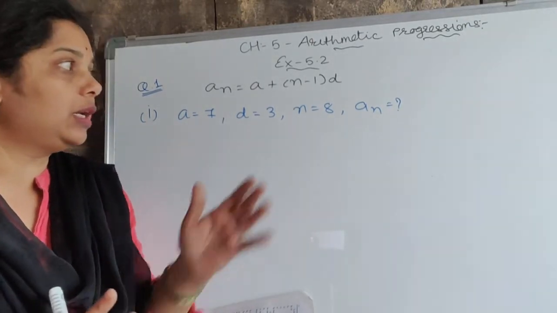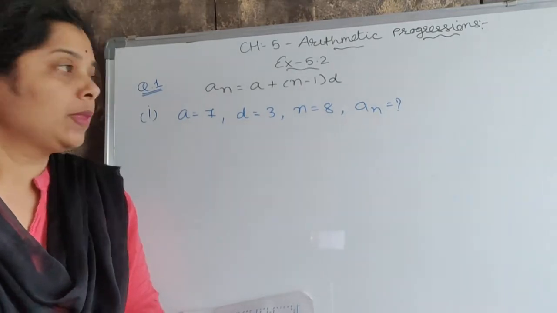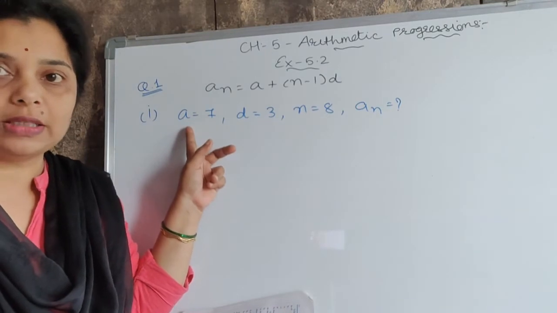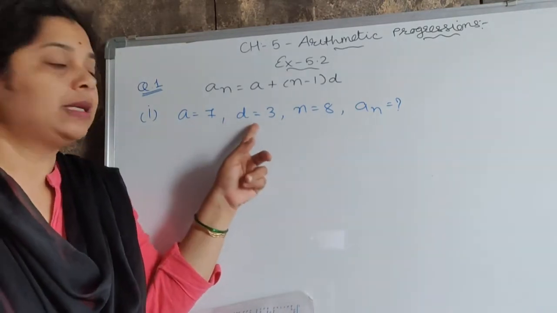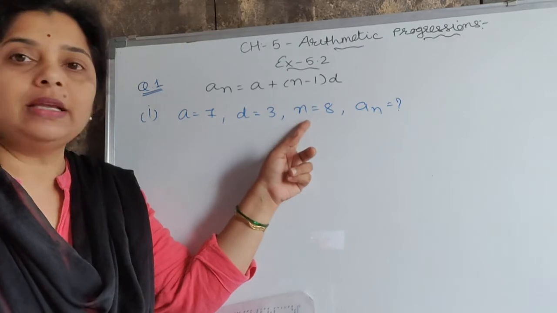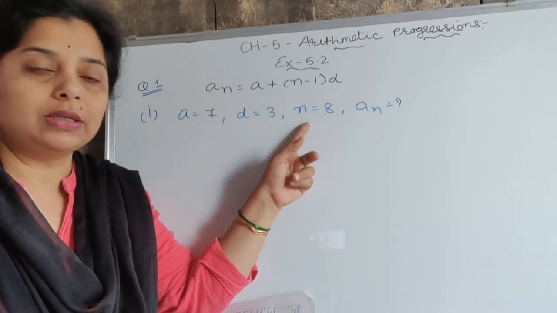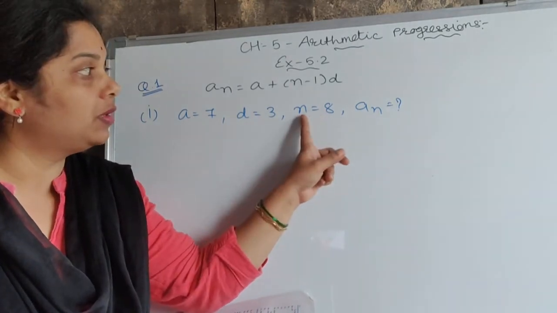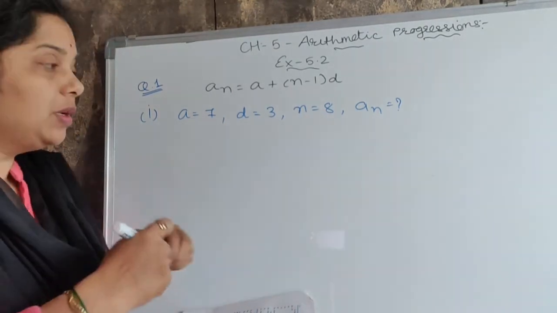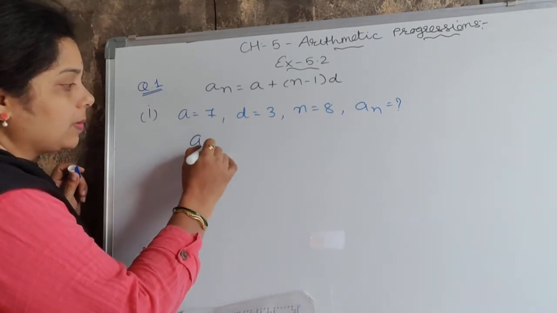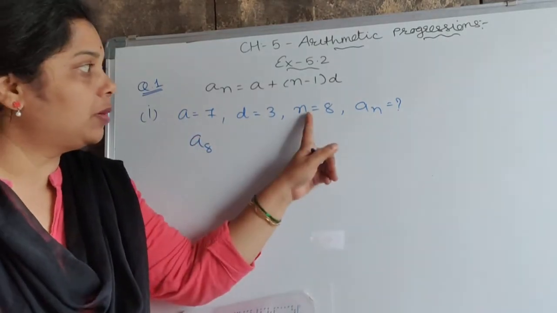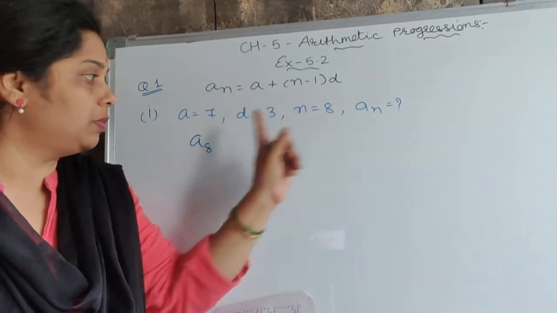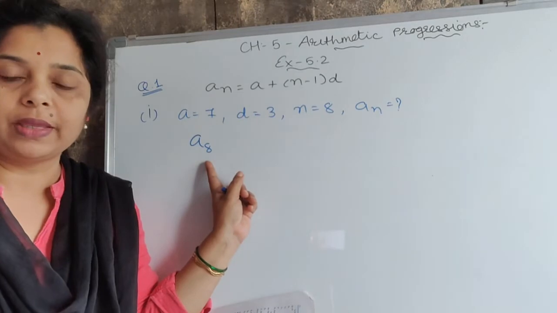So we have to do this in question number 1. In question number 1, it is given that the value a is 7, which means the first term is 7. d, the common difference, is 3. n is equal to 8, the number of terms is 8. And here we have to find an. If the number of terms here is 8, it means we have to find a8, in short.